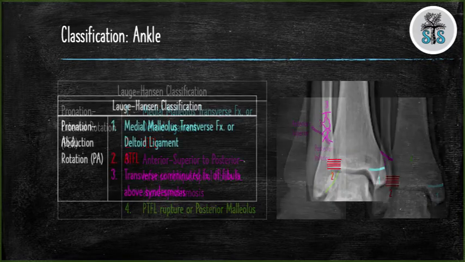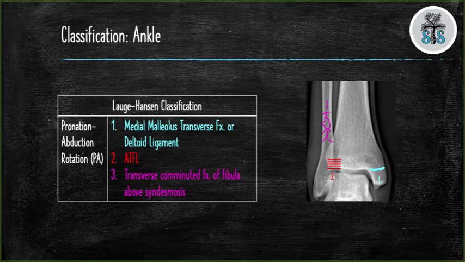The last subtype of the Lauge-Hansen is the pronation abduction ankle fracture. The first structure that will be injured is the medial malleolus or deltoid ligament, followed by the ATFL, and lastly, a transverse comminuted fracture of the fibula above the level of the syndesmosis.